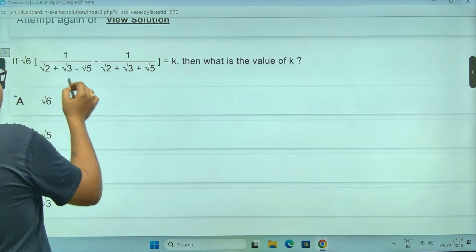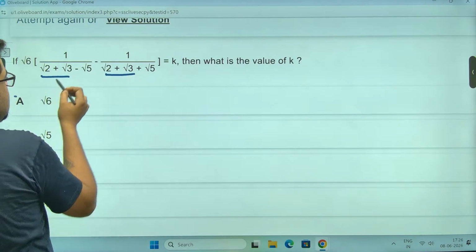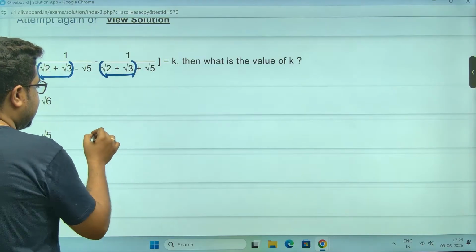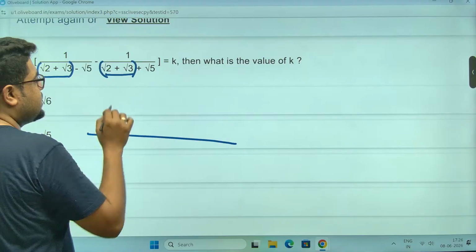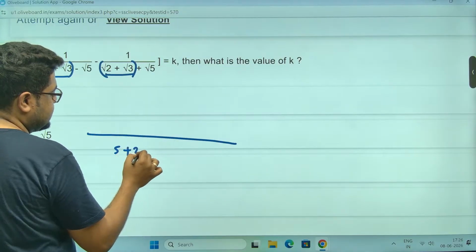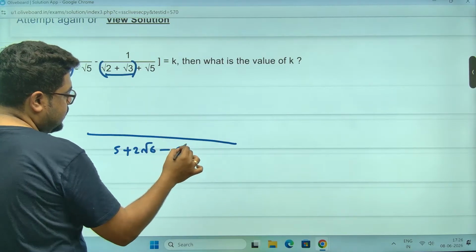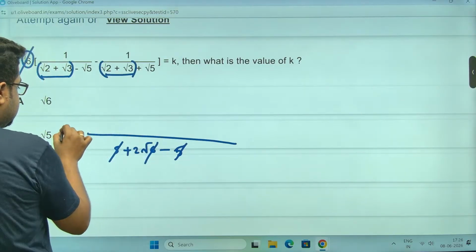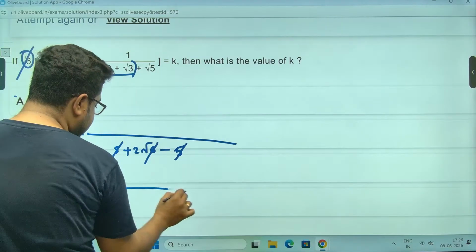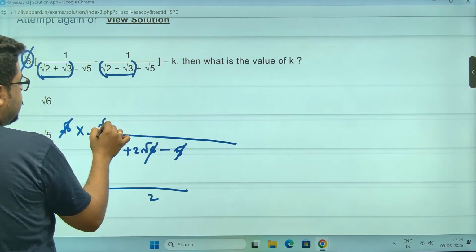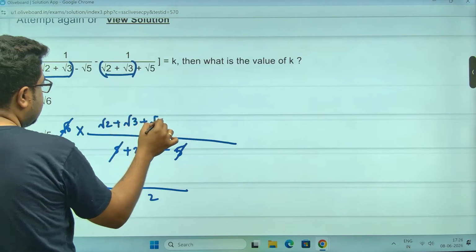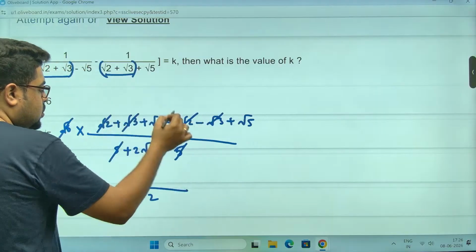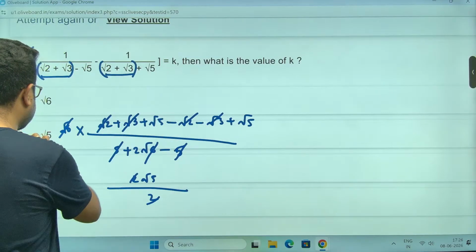This looks a good question, but again, this is a common part. So this thing minus root 5, this thing plus root 5, a plus b, a minus b. So the LCM is going to be root 2 plus root 3 whole square, meaning 5 plus 2 root 6 minus 5. So LCM is 2 root 6. There is a root 6 here which cancels. So ultimately LCM is 2. And then the top part will be this thing minus root 2 minus root 3 minus plus root 5. Sir, 2 root 5 by 2. Your answer is root 5, option B, sir.